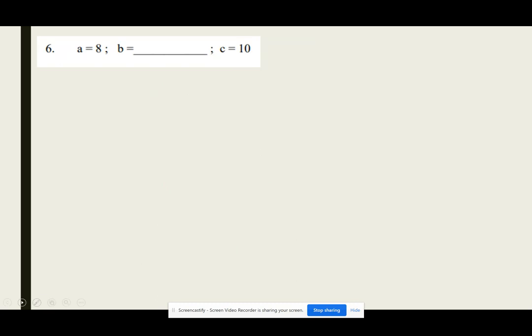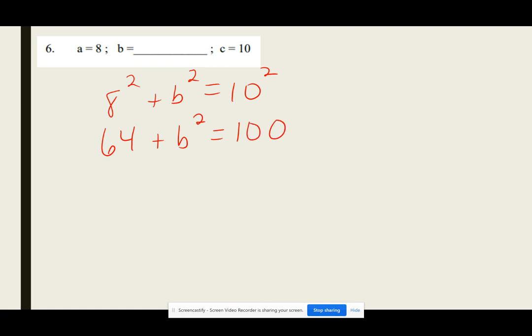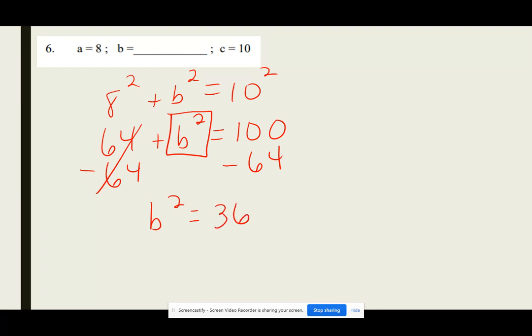All right, in this one, we are missing b. So we can say 8 squared plus b squared equals 10 squared. 8 squared is 64 plus b squared, and 10 squared is 100. Okay, I want to get this b squared by itself, so I have to subtract 64 from both sides. So b squared, 100 minus 64 is 36.